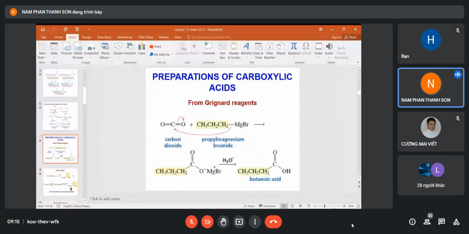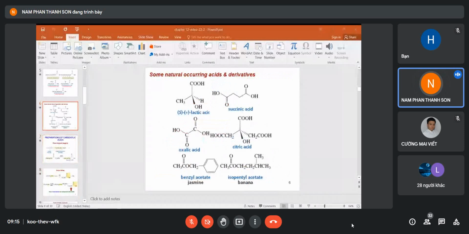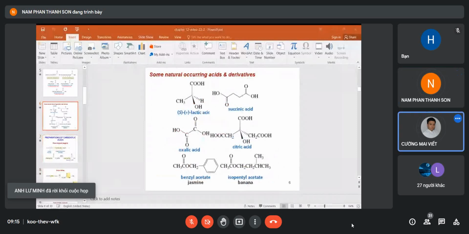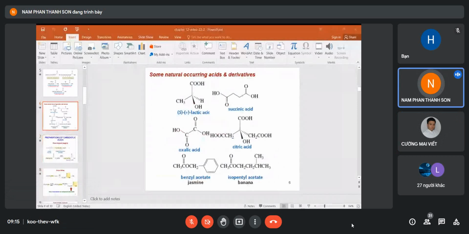So how to make carboxylic acid? I need to ask some of you. Mai Viết Cường, are you there? Yes, teacher. Can you tell your friends how we can make carboxylic acid? I think we can make carboxylic acid by oxidizing alkyl benzenes at high temperature. Okay, that is the first method.